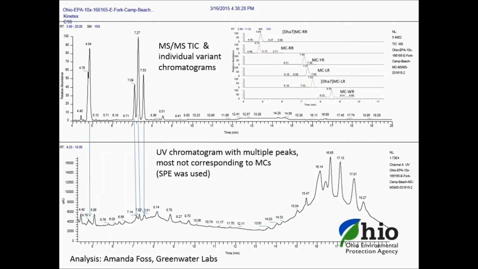And this is just a quick example of a UV chromatogram with multiple peaks, but most did not correspond to microcystins based on the MS data. In addition, the MS chromatogram clearly detected microcystin variants that were missed by the UV method. So this just confirmed that there are limitations associated with using the LC-UV independently without running an LC-MS. Next slide.